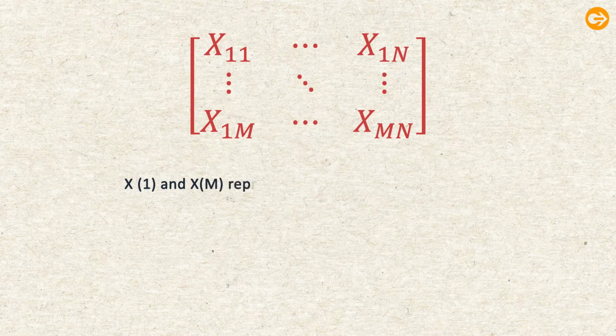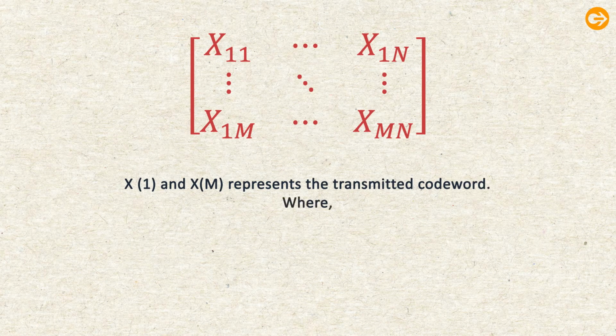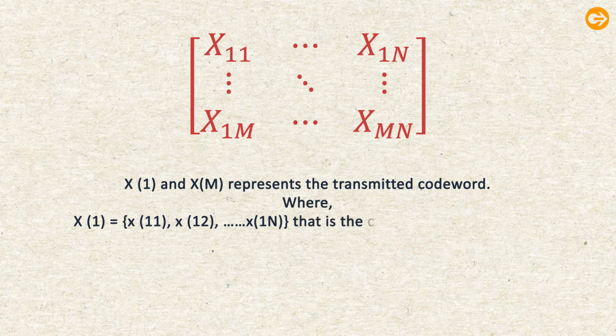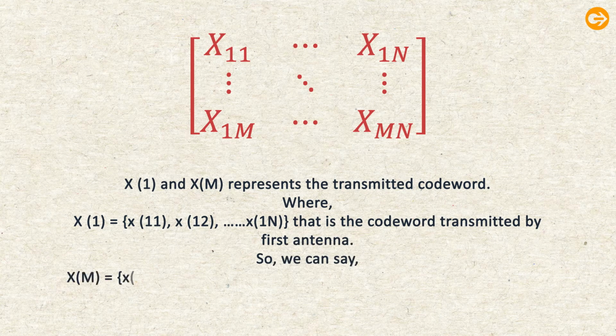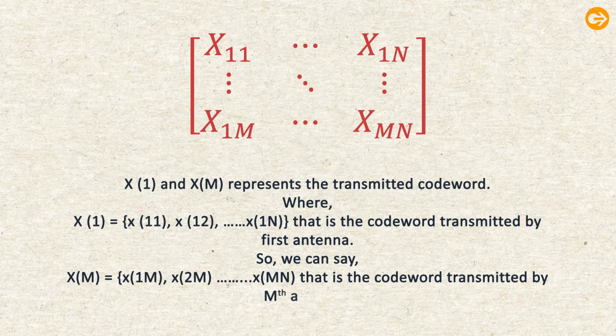X1 and Xm represent the transmitted code words, where X1 is equal to X11, X12 till X1n. That is the code word transmitted by the first antenna. So we can say Xm is equal to X1m, X2m till Xmn. That is the code word transmitted by the mth antenna.